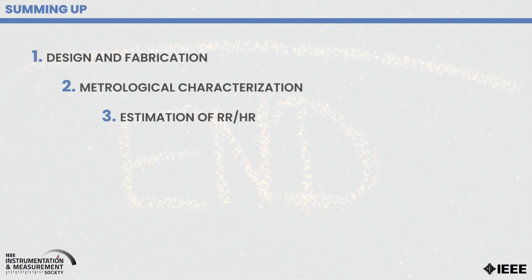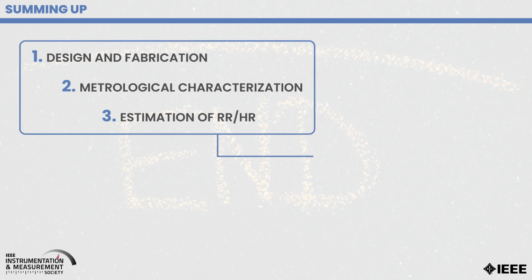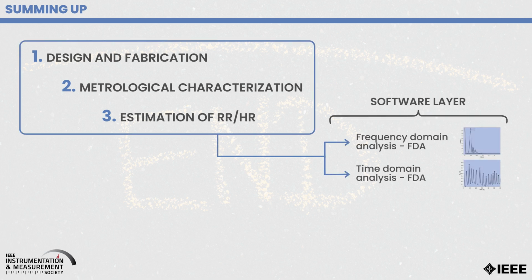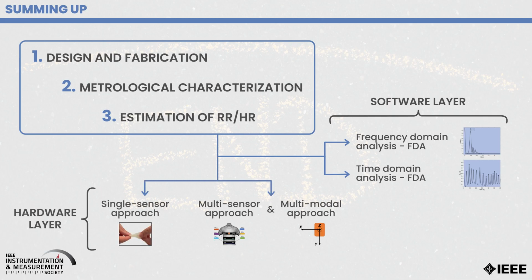So to sum up, the roadmap that I share with you consists of 3 main steps: design and fabrication, metrological characterization, and estimation of respiratory rate and heart rate. These parameters can be estimated either in the frequency domain or in the time domain. And if you need to use your wearable not only in resting condition but also during motion, my suggestion is to move from a single sensor approach to a multi-sensor and multimodal approach.